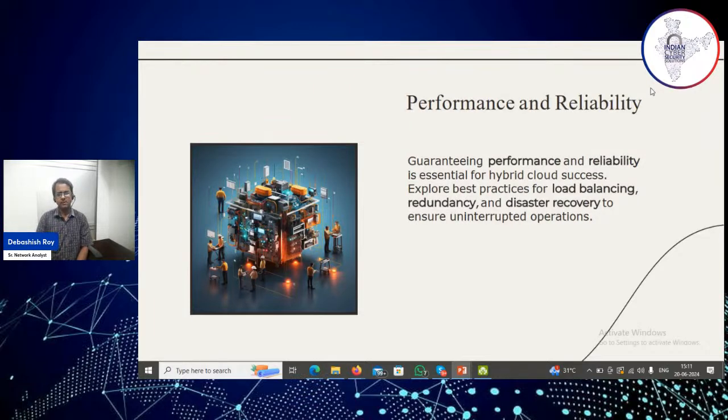Performance and reliability is another part. Guaranteeing performance and reliability is essential for hybrid cloud success. Now, we'll explore the best practices for load balancing, like you should have a load balancer to distribute your traffic among the VMs, redundancy that I was talking about, like multiple paths or hybrid cloud, and disaster recovery also, to ensure uninterrupted operations in the cloud.